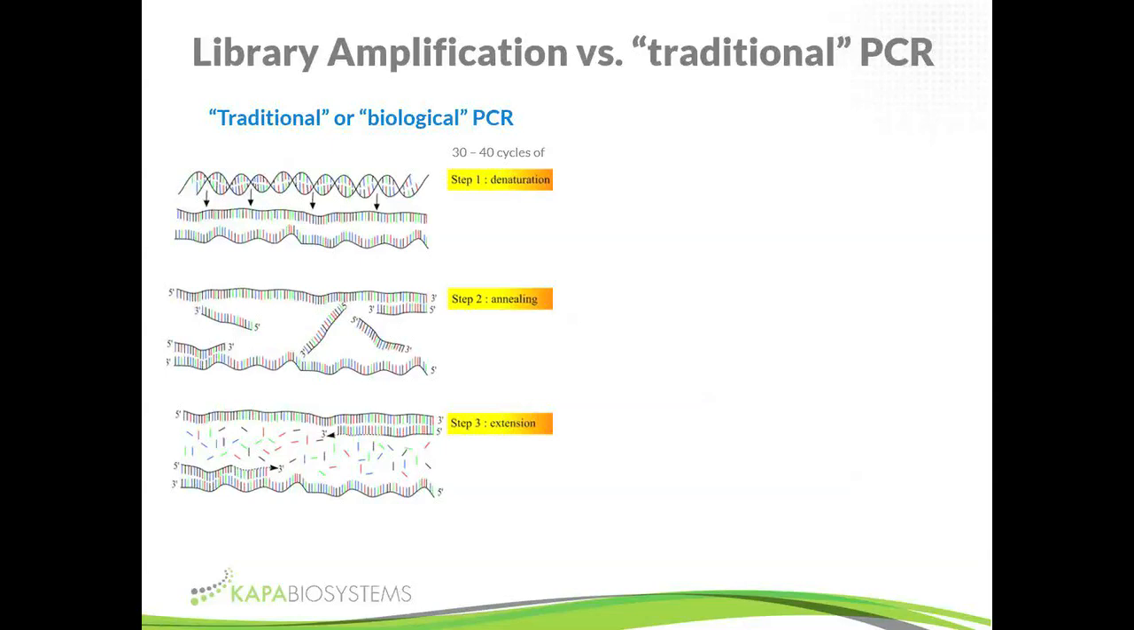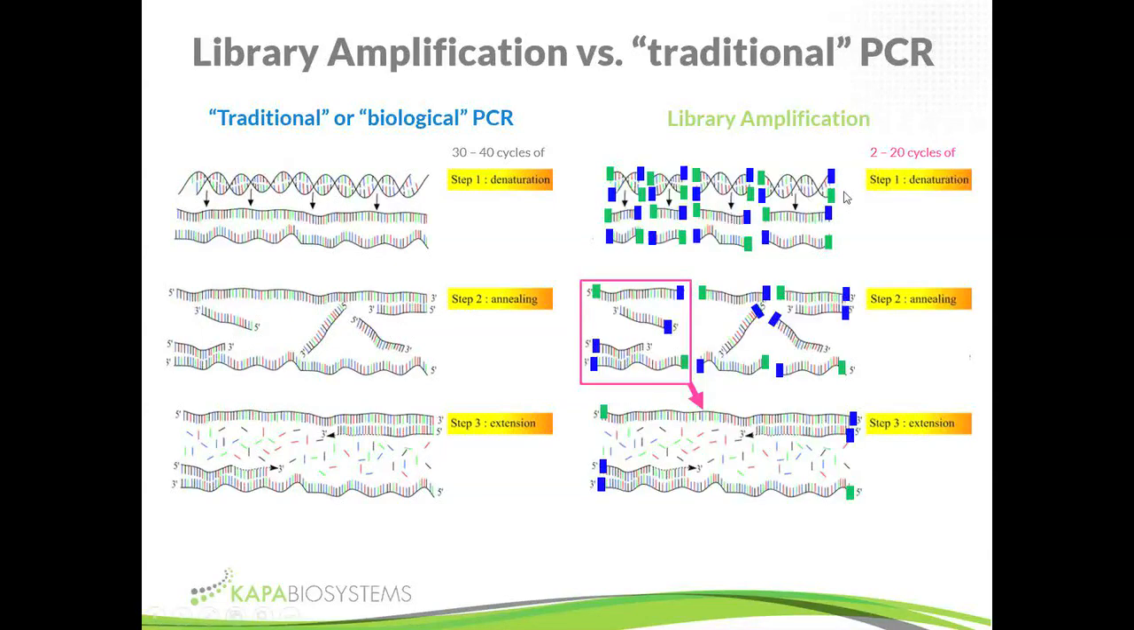With library amplification, there are a number of differences. Firstly, instead of a few copies of a very large template, you have hundreds and hundreds of copies of very small templates. For instance, 100 nanograms of human genomic DNA gives you 30,000 copies. 100 nanograms of 300 base pair library fragments gives you millions of copies. Because you have millions of copies, you use a lot more primer in the very first step of the PCR. So when you denature these molecules, you're going to use a lot more primer.